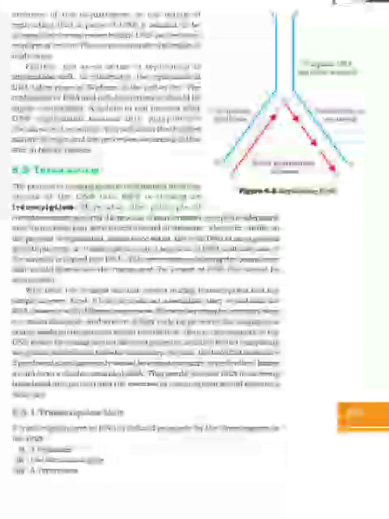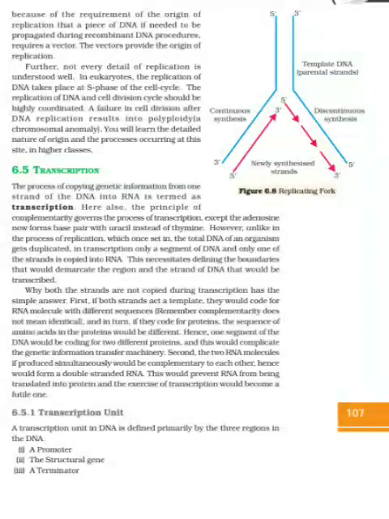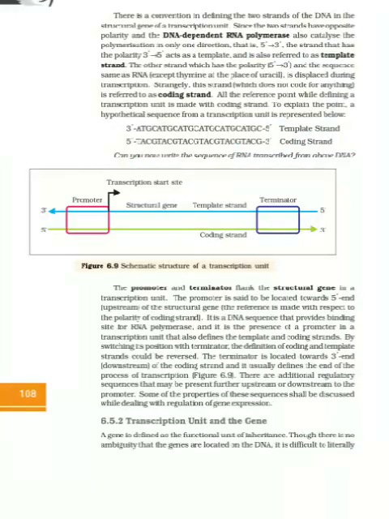A transcription unit in DNA is defined primarily by three regions in the DNA: a promoter, the structural gene, and a terminator. There is a convention in defining the two strands of the DNA in the structural gene of a transcription unit. Since the two strands have opposite polarity and the DNA-dependent RNA polymerase also catalyzes polymerization in only one direction, that is 5' to 3'.